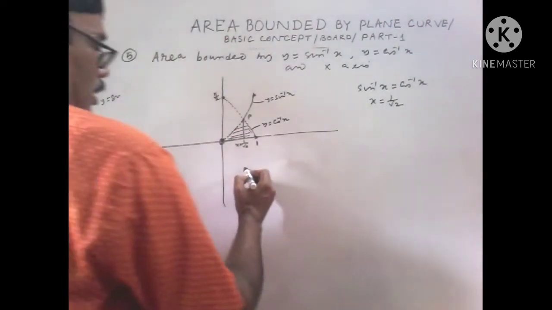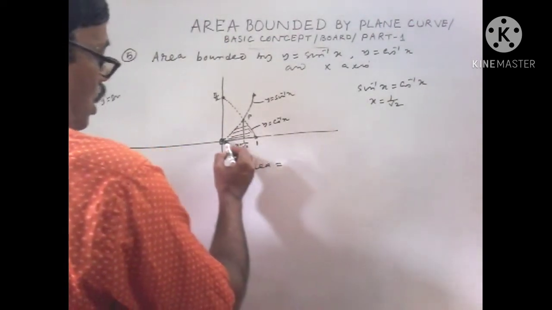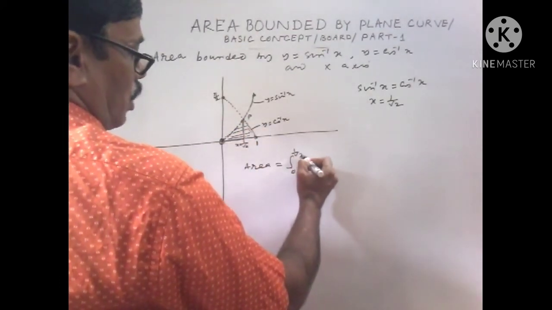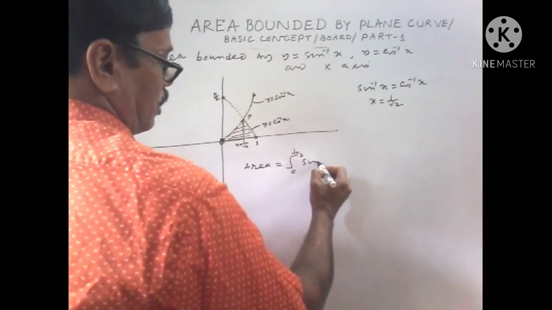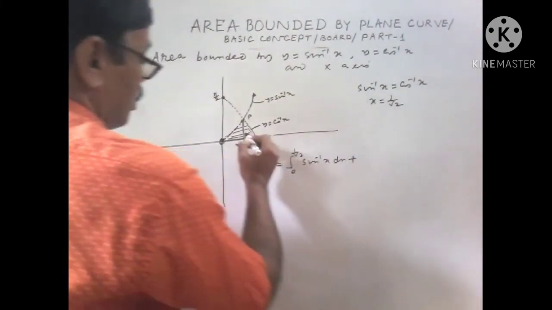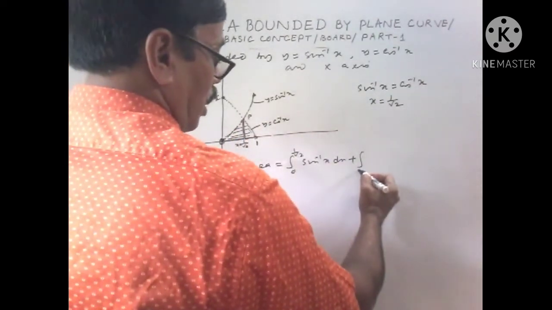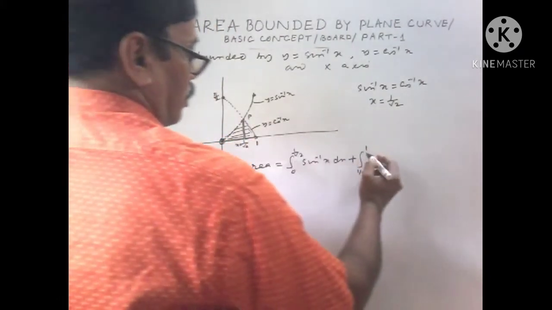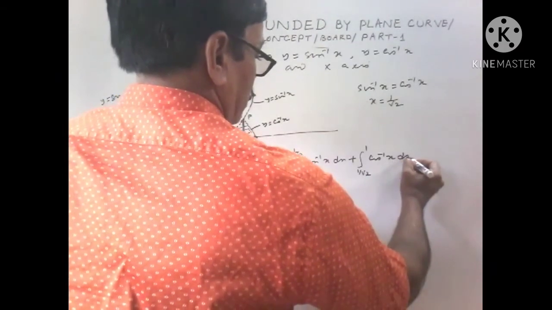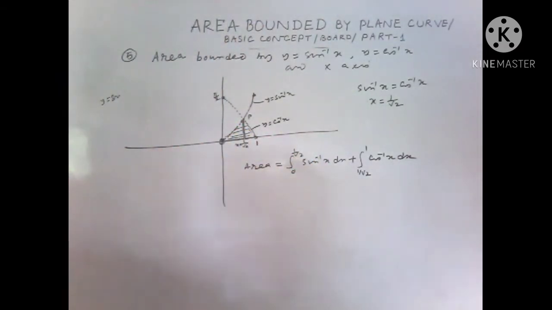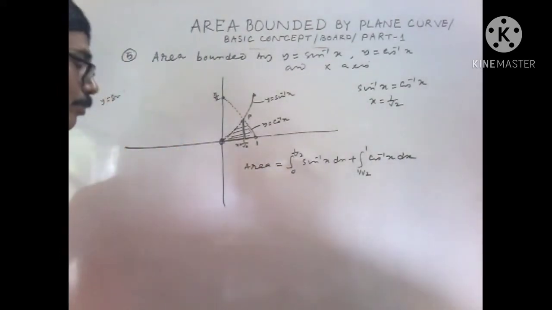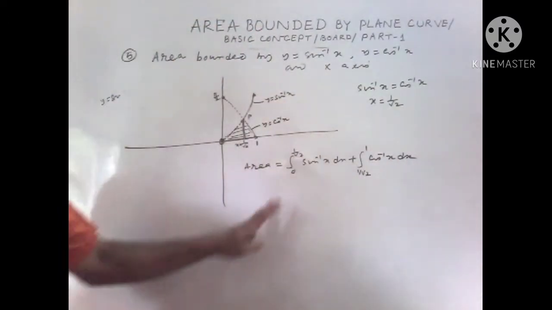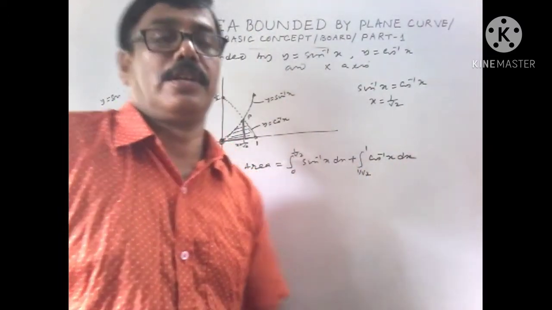So what is the area? Area equals, look, 0 to 1 by root 2, y dx, so sin inverse x dx, plus 1 by root 2 to 1, cos inverse x dx. You can integrate by parts, then find the area.